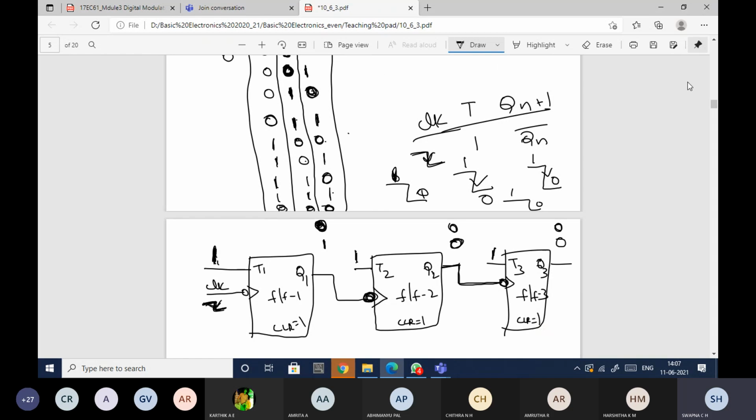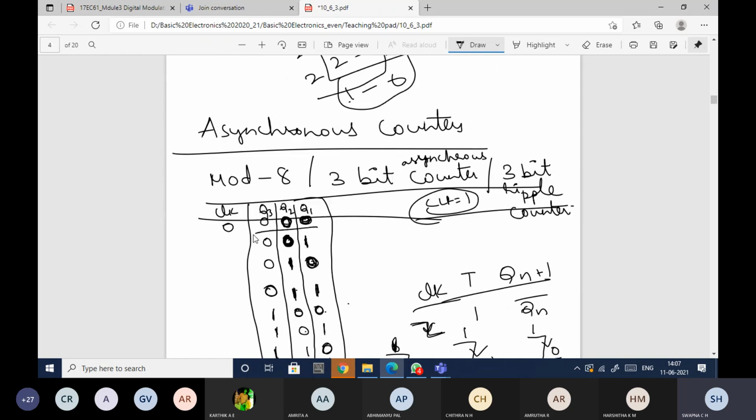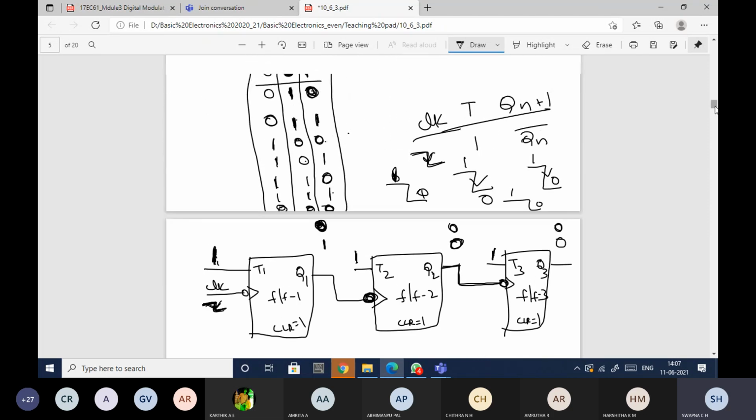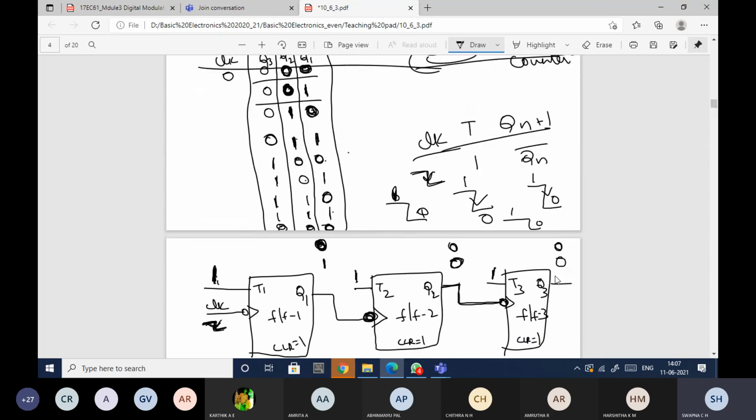Is this clear? So first I have got 0, 0, 0. Next I have got 0, 0, 1. See, you have to count from here. That's the reason I have written Q3 first, Q2 next, and Q1 next. So 0, 0, 0. Next 0, 0, 1. Is this state clear? Okay, fine. Next, let me go to the next one.